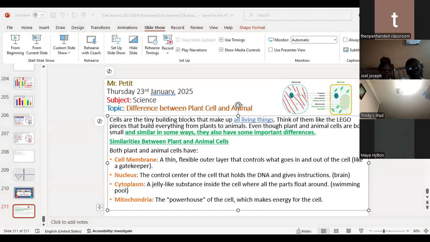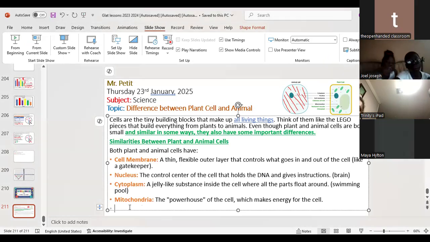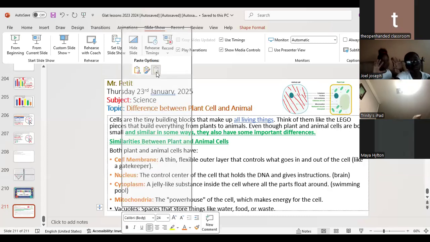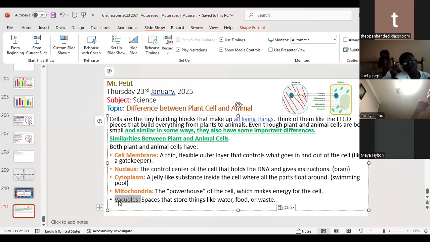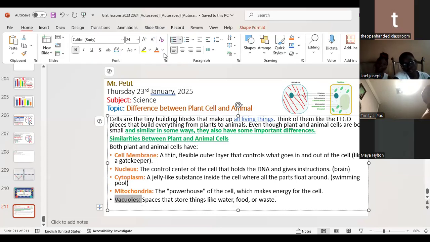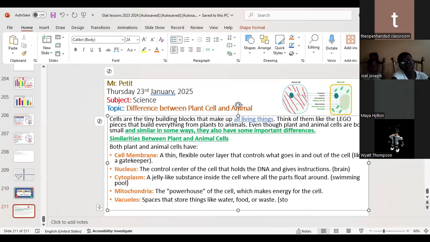Vacuole. Very good. What could the vacuole be compared to? Vacuole stores waste, food, and water. Very good. So it's the storage place, right? It stores waste, it stores food, it stores water. The warehouse? Yeah, that's good. Storehouse. I like that.